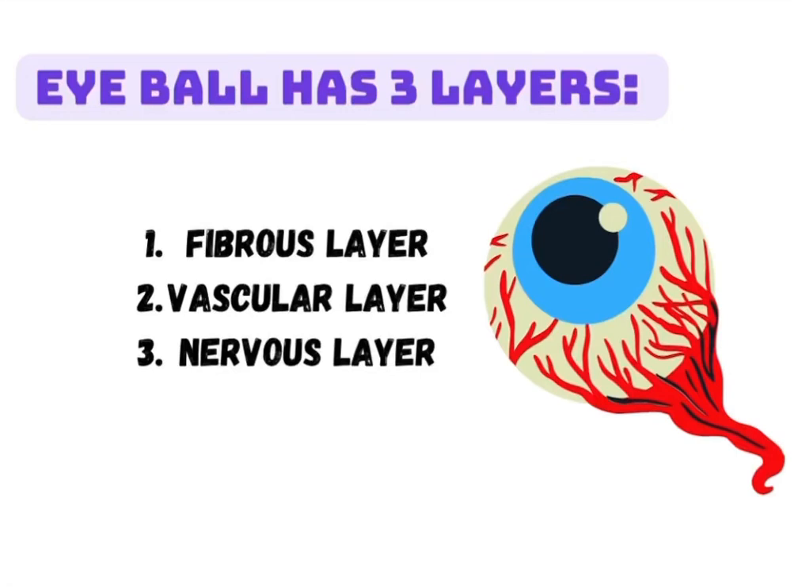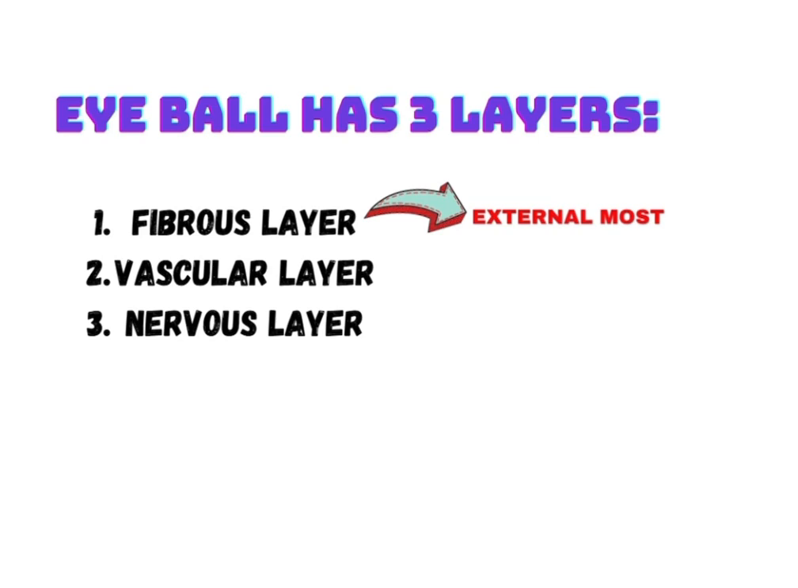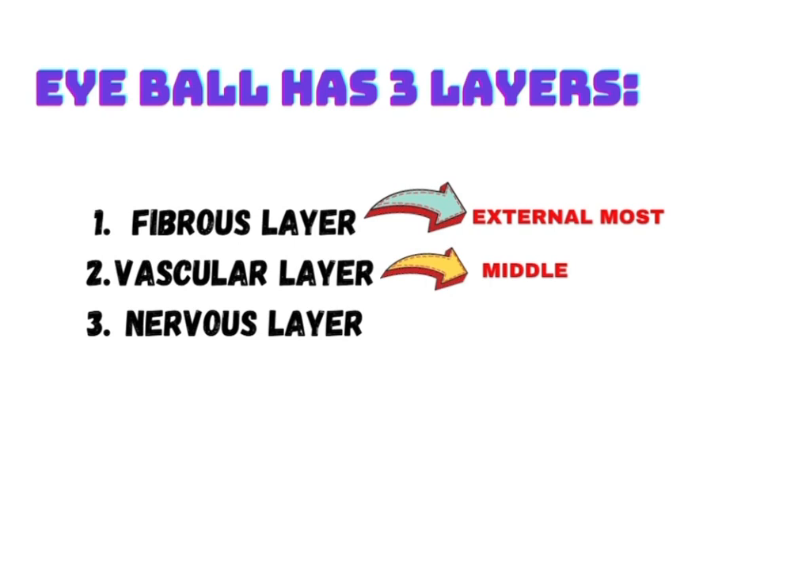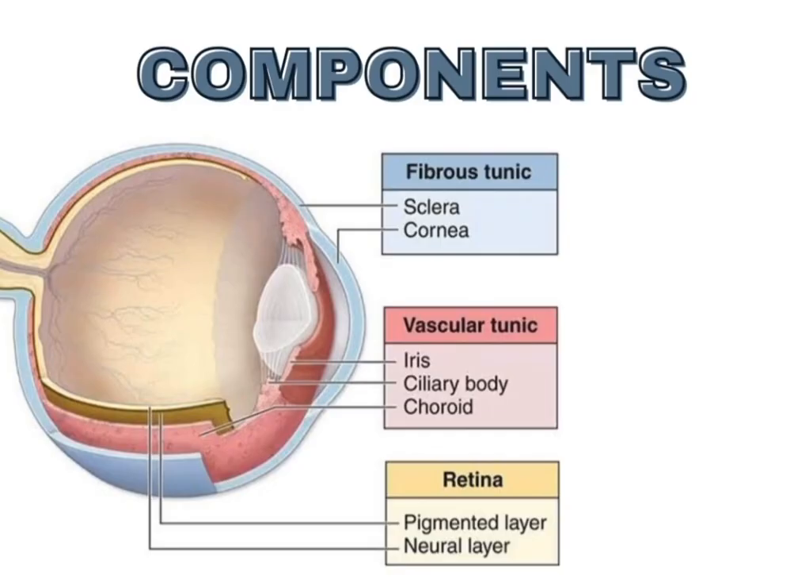We are going to do retina, and for that, we need to know that the eyeball has three layers. The first one is the fibrous layer, which is the external most. Then we have the vascular layer, which is the middle one. And then we have the nervous layer, which is the internal most layer. Talking about the components, the outermost layer has cornea anteriorly and sclera posteriorly. The vascular layer has iris, ciliary body, and choroid going posteriorly.